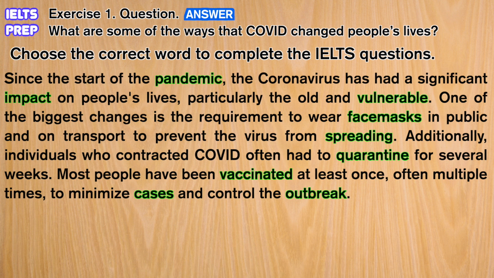Answer: since the start of the pandemic, the coronavirus has had a significant impact on people's lives, particularly the old and vulnerable. One of the biggest changes is the requirement to wear face masks in public and on transport to prevent the virus from spreading. Additionally, individuals who contracted COVID often had to quarantine for several weeks. Most people have been vaccinated at least once, often multiple times, to minimize cases and control the outbreak.